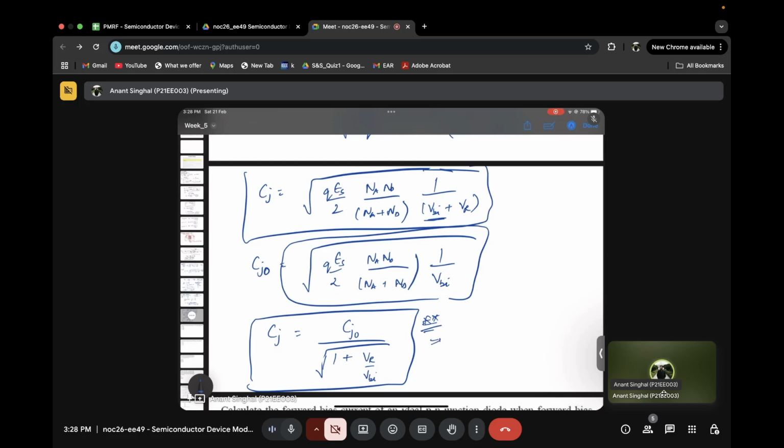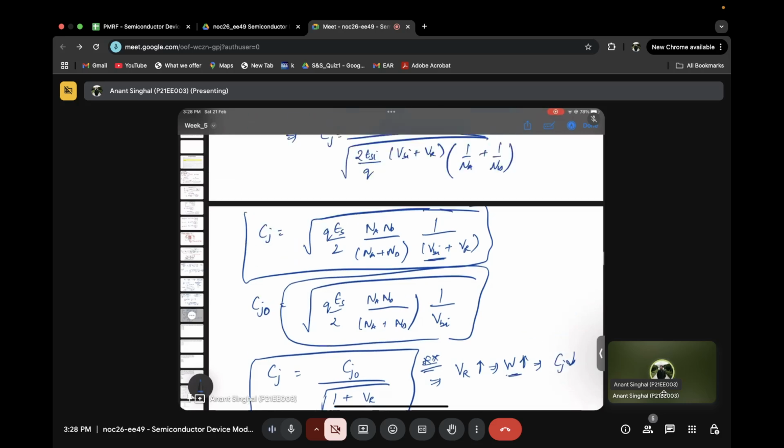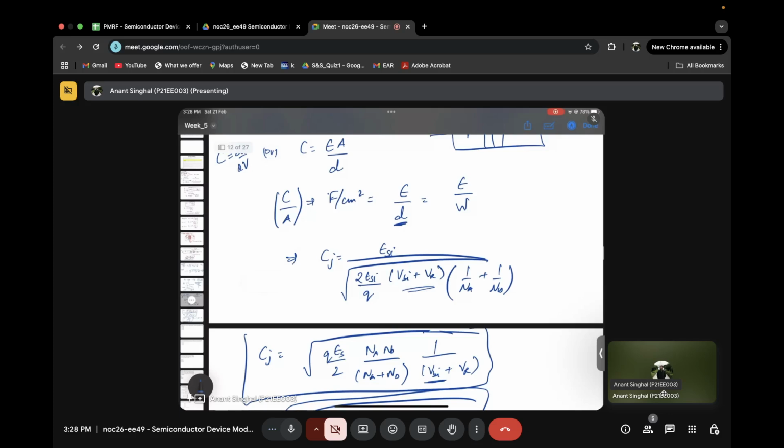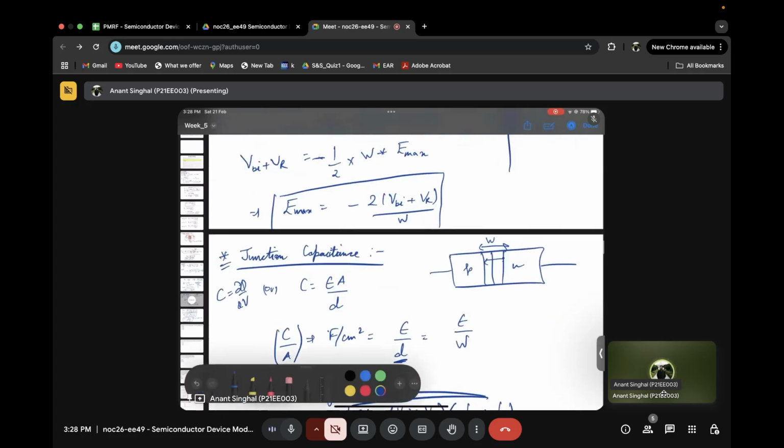So now from here, what we can see is, if we increase the reverse bias, what will happen? More reverse bias means more depletion width, and more depletion width means lesser capacitance. So we can also see it mathematically now. So this was all about reverse bias. Is there any doubt in this reverse bias?